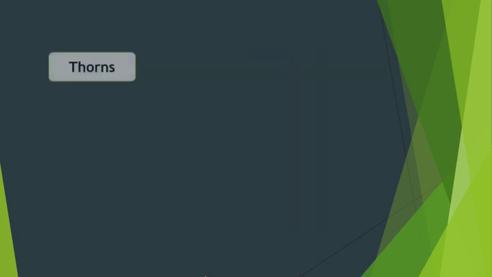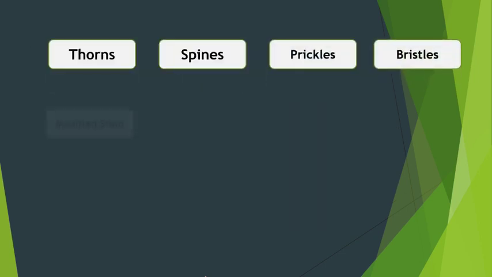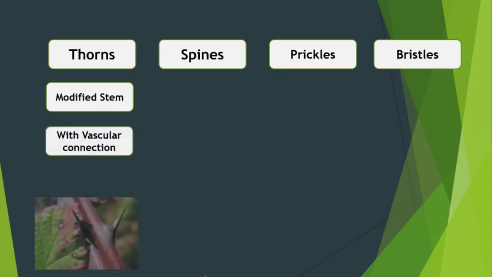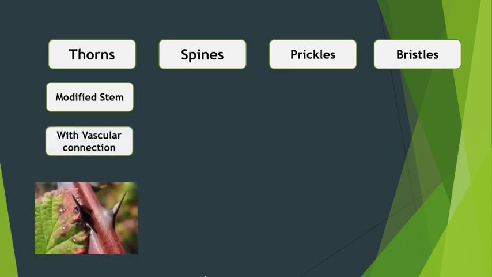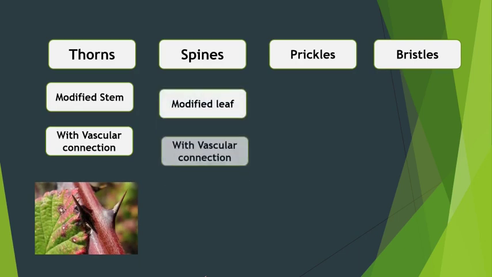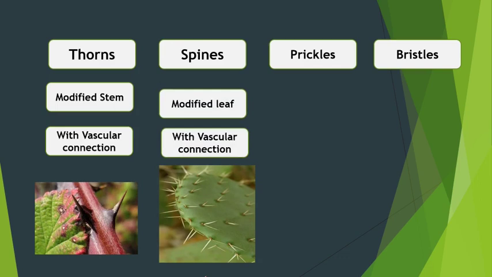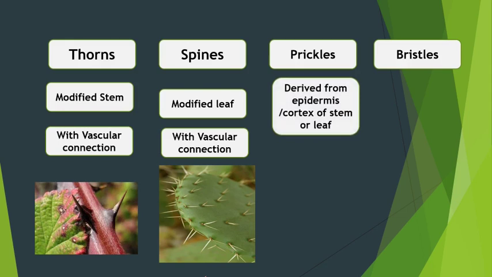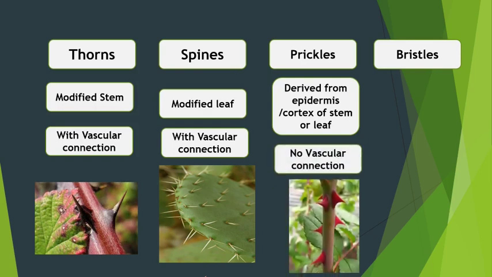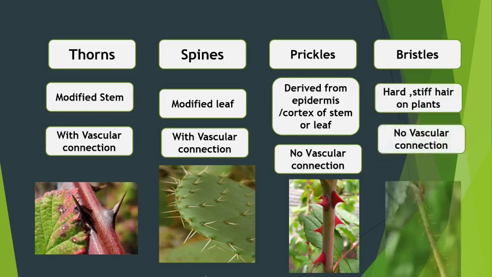Now, let us see what is the difference between a thorn, spine, prickle, and bristles. Thorn is actually a modified stem, axillary bud, or sometimes apical bud. It has vascular connection, and is sharp and pointed for protection from grazing animals. Spine is a modified leaf with vascular connection, usually found in xerophytic plants, for example Opuntia. Prickles are derived either from epidermis or cortex of both stem or leaf. They do not have vascular connection, found in the case of rose. Bristles are very hard, stiff hairs that are present on the plants without vascular connection.